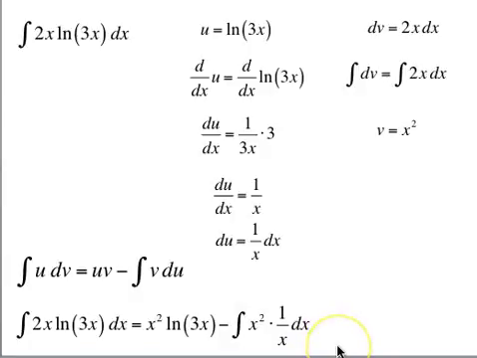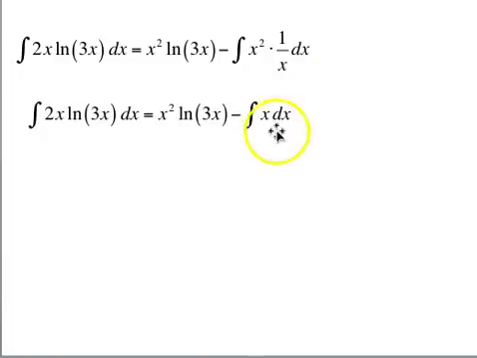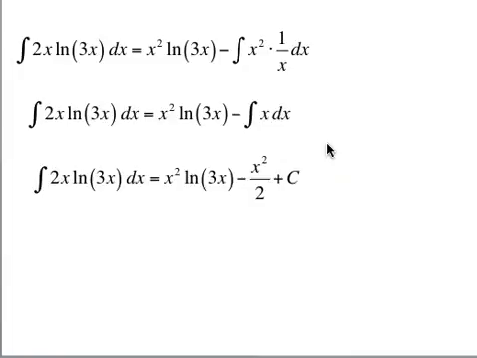Notice that this reduces nicely, and we're almost finished with the problem. X squared times 1 over x is just x, and then the integral of x is x squared over 2 plus c. And that finishes that problem. So again, the process requires you to identify what is u, what is dv, find du and v, and then plug it into the formula to find the solution.